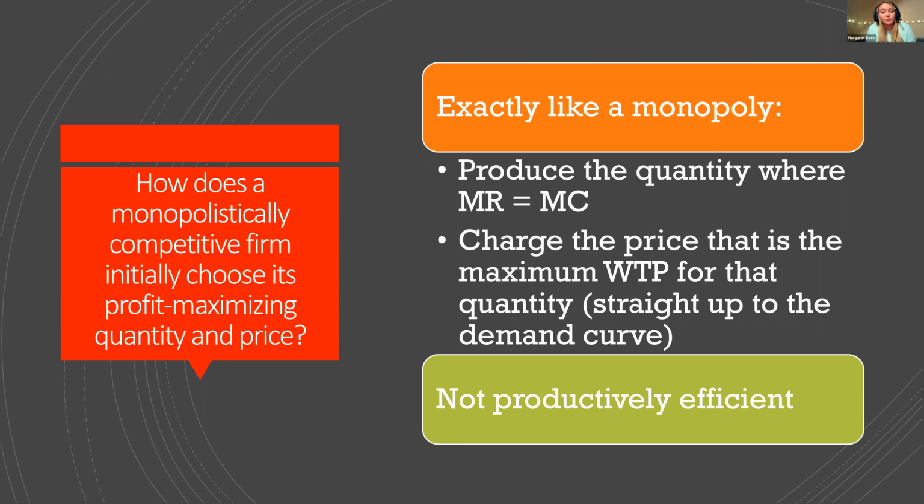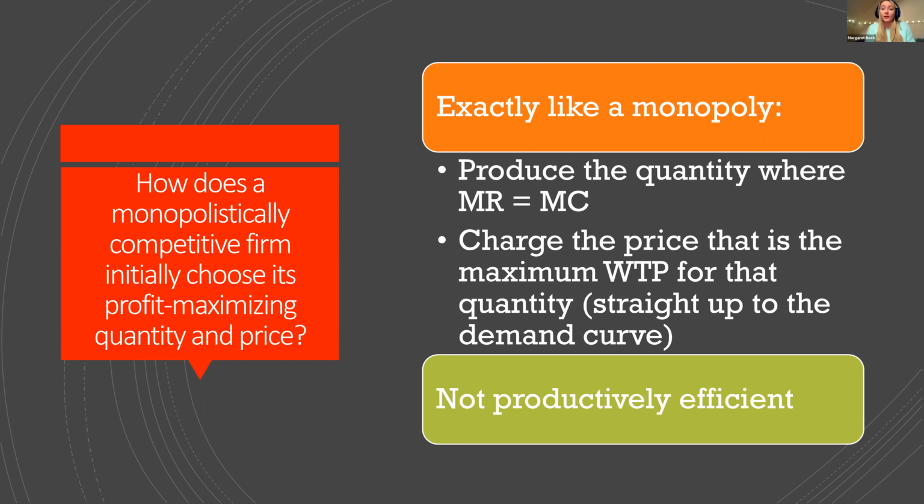So the second question I asked was, how does a monopolistically competitive firm initially choose its profit-maximizing quantity and price? When a monopolistically competitive firm is deciding the quantity to sell and the price to charge, it is like its own little monopoly. Nike has kind of a monopoly on Nike shoes. Adidas has a monopoly on Adidas shoes. These two firms can independently behave like a monopoly at first.